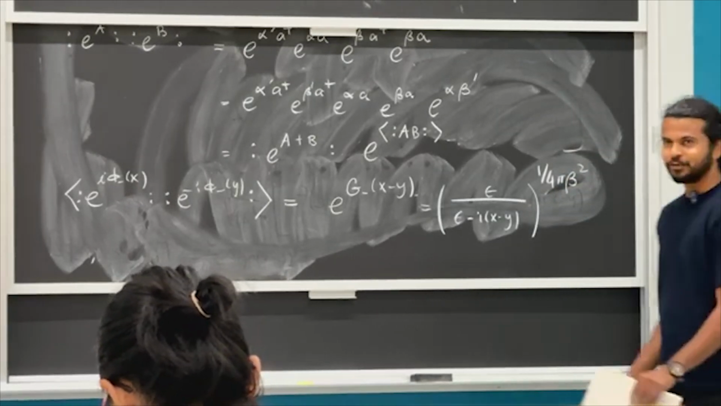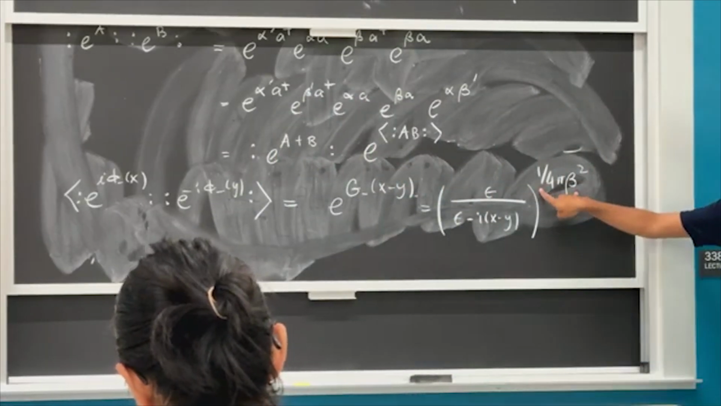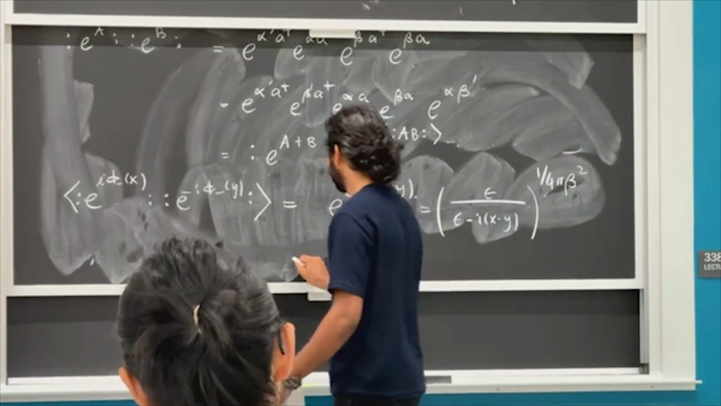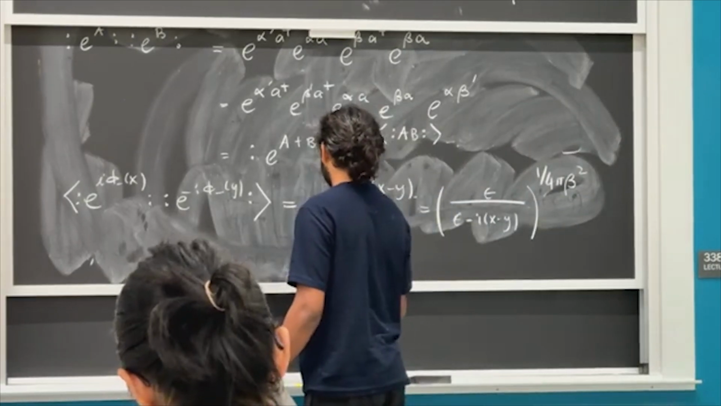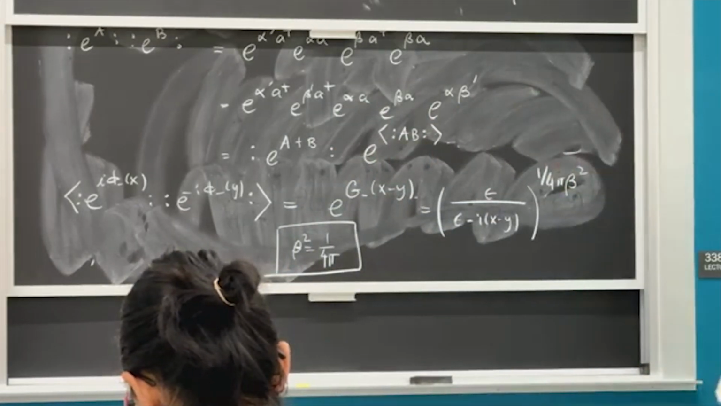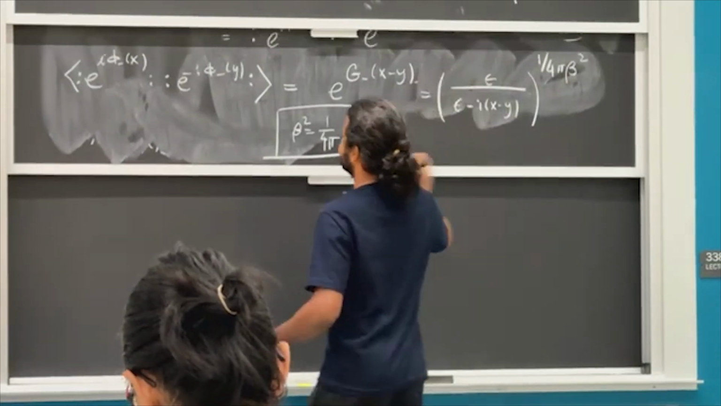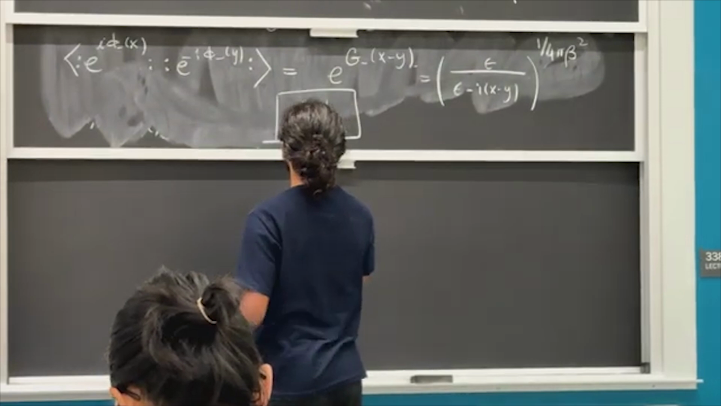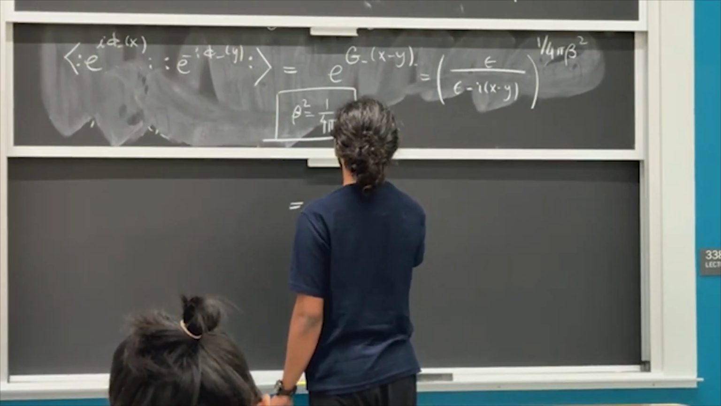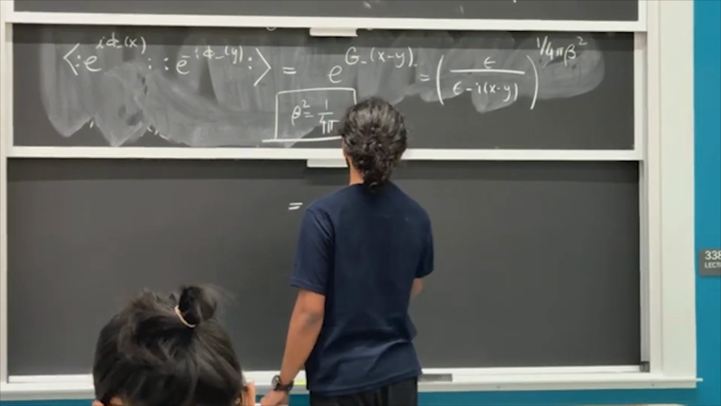All right, now we're going to do something out of the blue. This is staring at our face and telling us to set beta square is 1 by 4 pi. That means I'll get 1 there. So that gives me this equal to, if I pull out a minus, I epsilon by x minus y plus I epsilon.